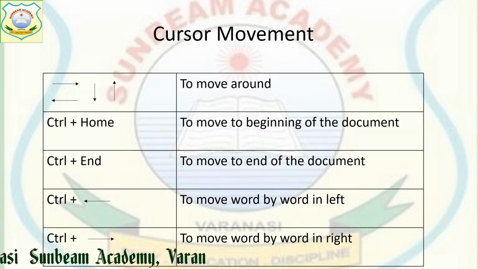Control Home. This is the combination of keys. With Control and Home, it will move our cursor to the beginning of the document. From where your document has started, to that location it will move. Suppose I have prepared a document of 10,000 pages. I am at page 905. I want to move to the first page. I would have to scroll so many times. Otherwise, with Control Home, I will immediately reach the beginning of the document.